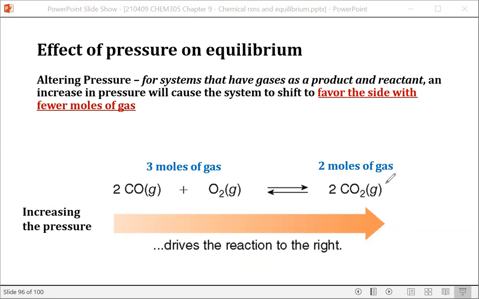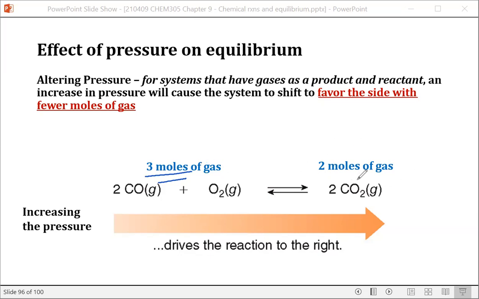I always remember this one by remembering that increasing pressure shifts it to the fewest moles of gas. It's like the side that has more moles of gas, when you increase the pressure, is kind of getting squeezed together more. You're increasing the pressure, so you're decreasing the volume according to Boyle's law. So the side that has more moles of gas, these gas reactants in this case, are going to be colliding with each other more often. So their reaction is going to start to happen at a faster rate.